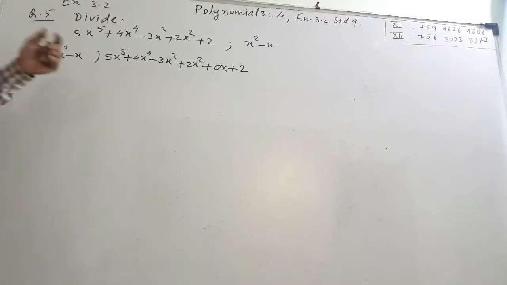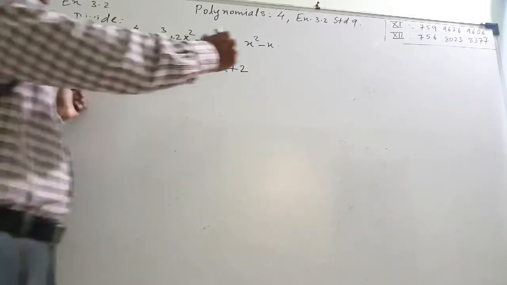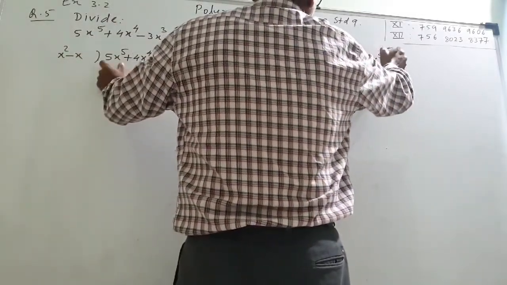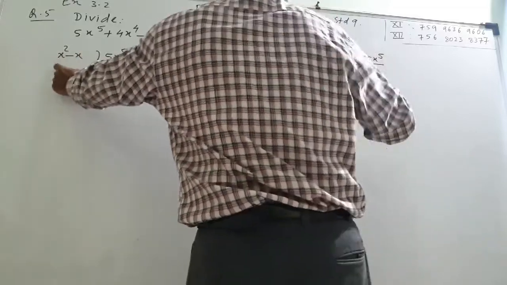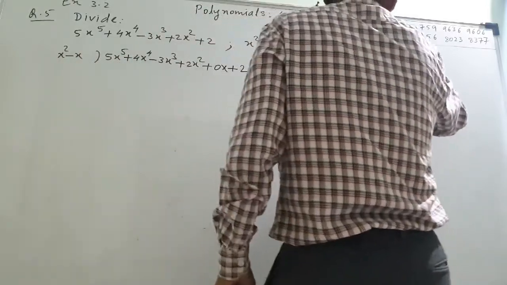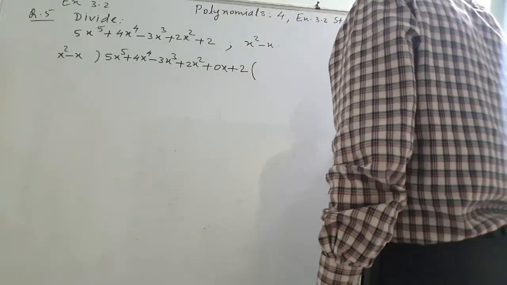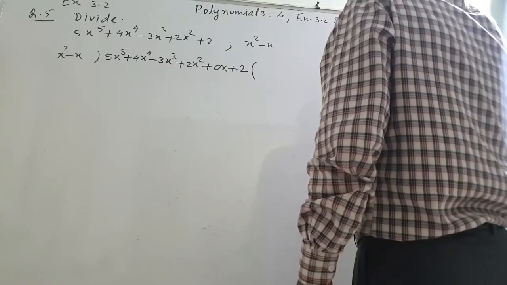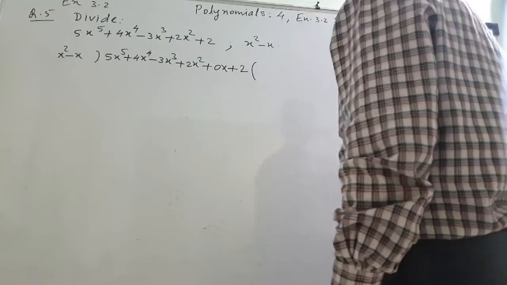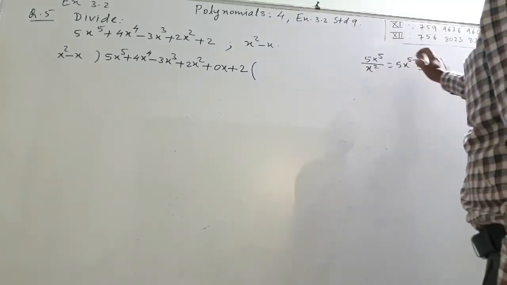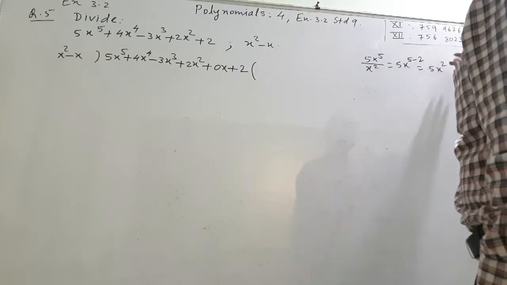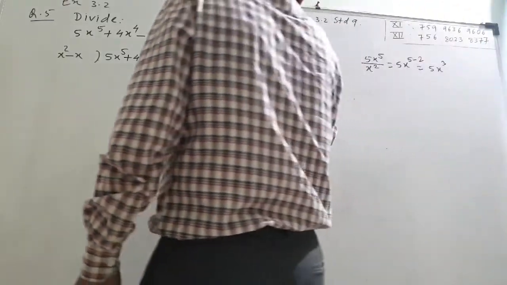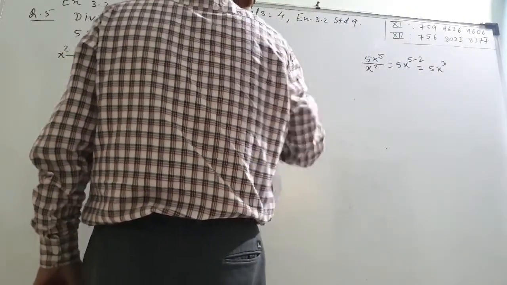So what is our rule? This first upon this first. Don't forget this. This first is 5x raised to 5 upon the first of this is x square. So this is equal to 5. Division means subtraction of the indices. 5 minus 2, I am sorry, 5 minus 2. That is equal to 3. So what division has come? 5x raised to 3.